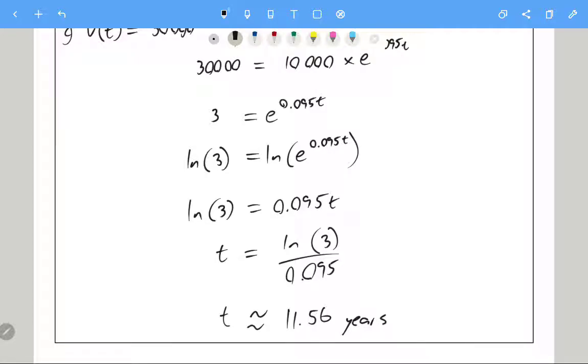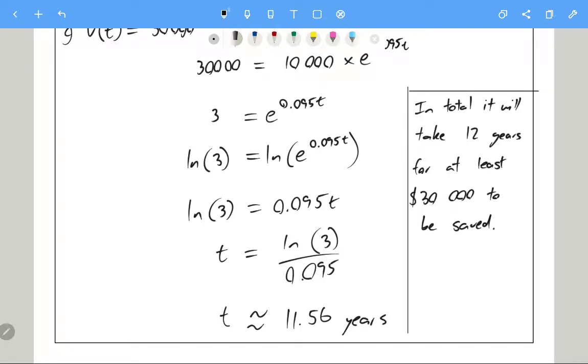Now, in some cases, you'd want to round down. In some cases, you'd want to round up. In this case, because it's an increasing thing and we want to at least have $30,000, we're going to be rounding up. So that means it's going to take 12 years for us to get $30,000. And there's my final sentence.